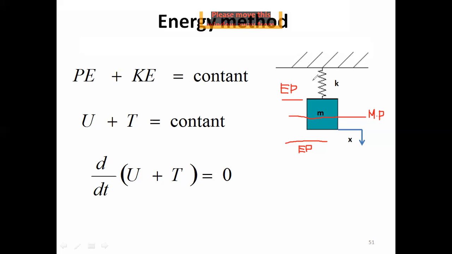When it reaches here, the spring would be completely compressed. The kinetic energy which the system has would be stored in this spring in the form of potential energy. And actually here it would be the strain energy. It would be the potential energy. Here the potential energy is actually the strain energy, which is stored in the spring because of deformation.